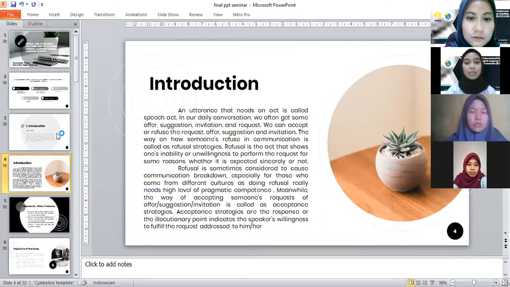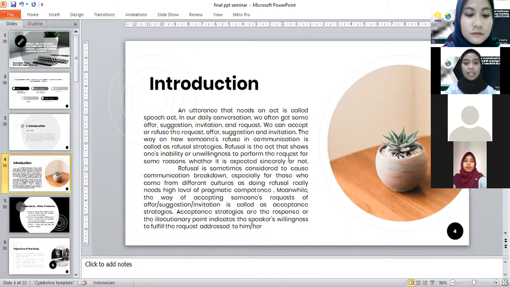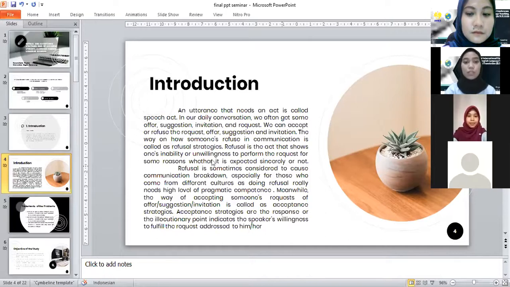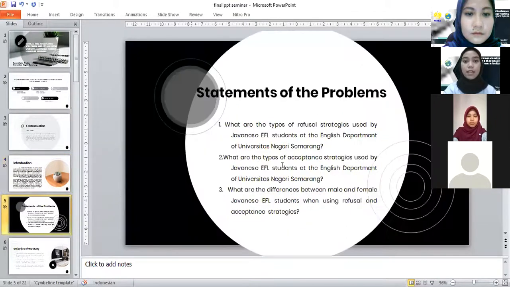Refusal is sometimes considered to cause communication breakdown, especially for those who come from different cultures, as doing refusal really needs a high level of pragmatic competence. Meanwhile, the way of accepting someone's request, offer, suggestion, or invitation is called acceptance strategies. Acceptance strategies are the response or illocutionary point indicating the speaker's willingness to fulfill the request addressed to him or her. Okay, we go to the next slide.